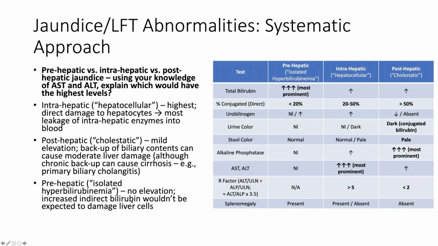So prehepatic has virtually no elevation. The reason why it's called isolated hyperbilirubinemia is because that's basically all you see. All you see is the increase in bilirubin that is indirect.